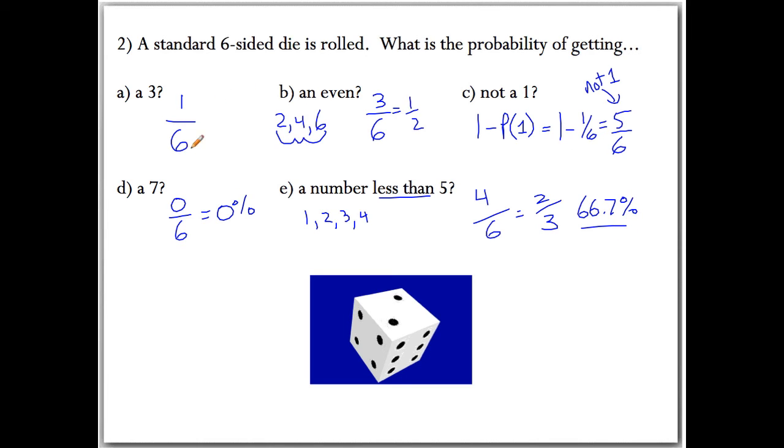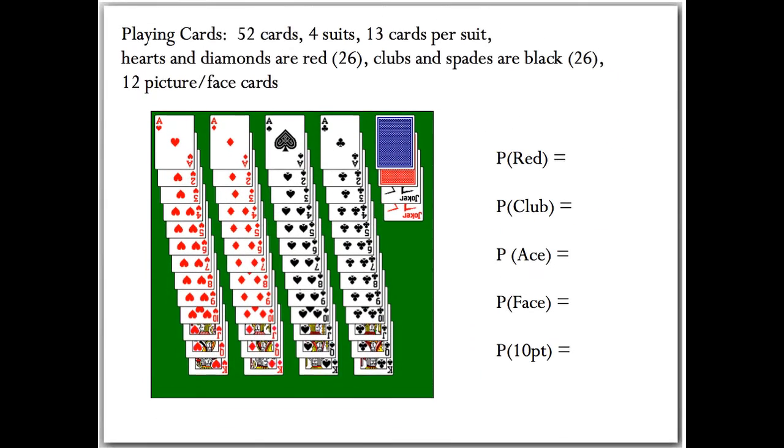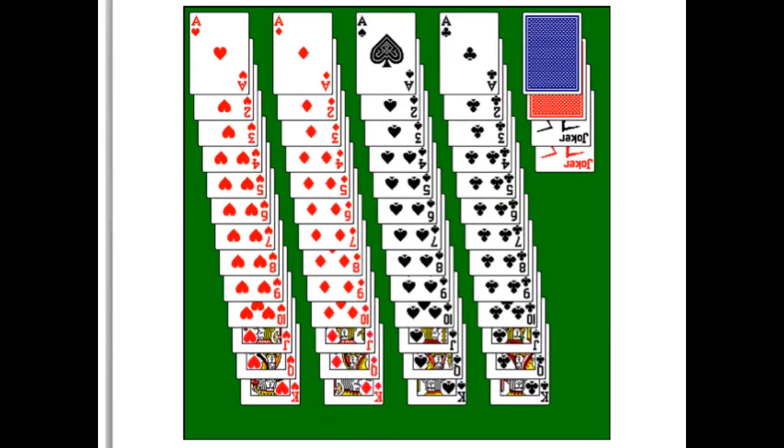All right. Now this, of course, is just rolling one die at a time, and we'll talk about rolling 2 dice and multiple dice coming up a little bit later. Next, we're going to talk about playing cards.